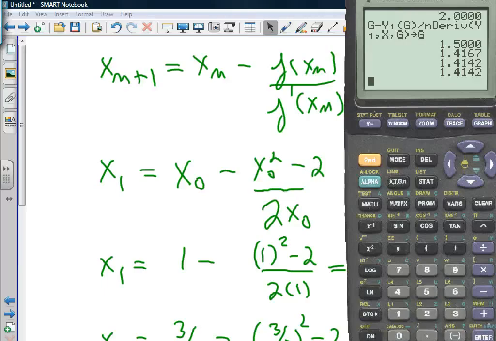But I need you to know how Newton's method works for tomorrow. There's going to be at least one question specific about Newton's method. So what's Newton's method? A way of finding zeros of a function. Why is Newton's method historically important? Because it's a nice way to find estimates for irrational numbers.